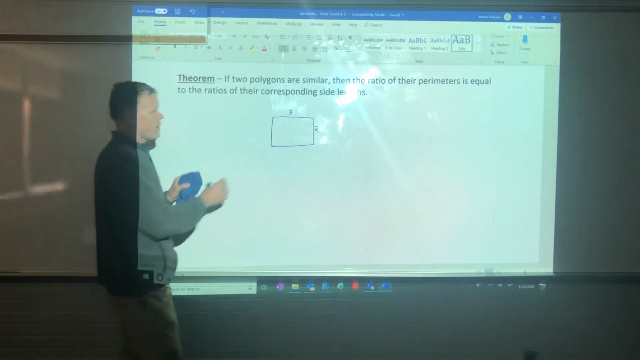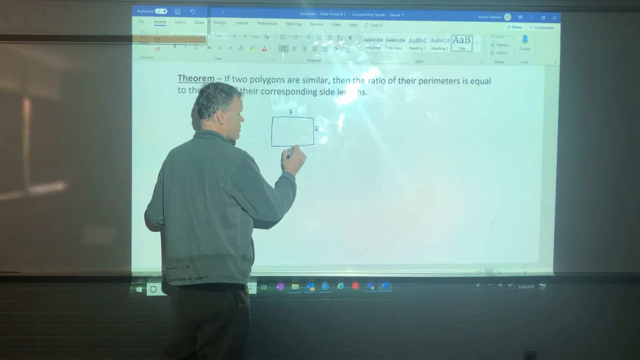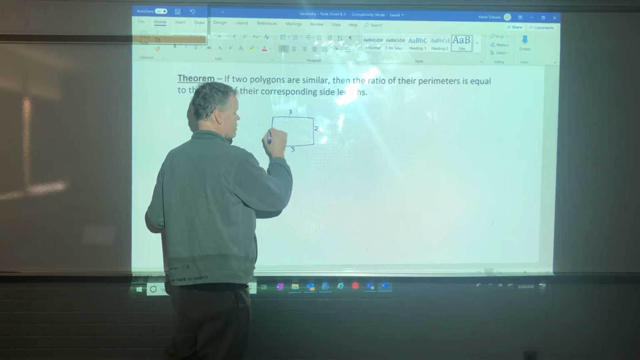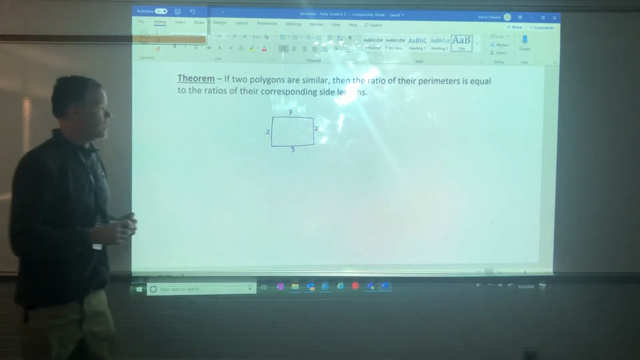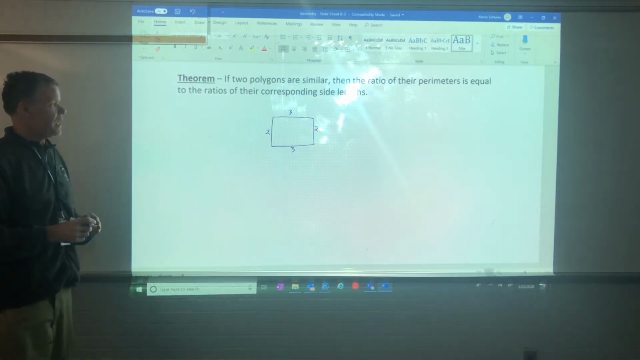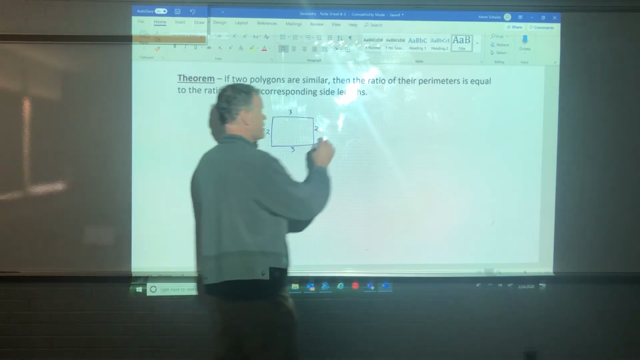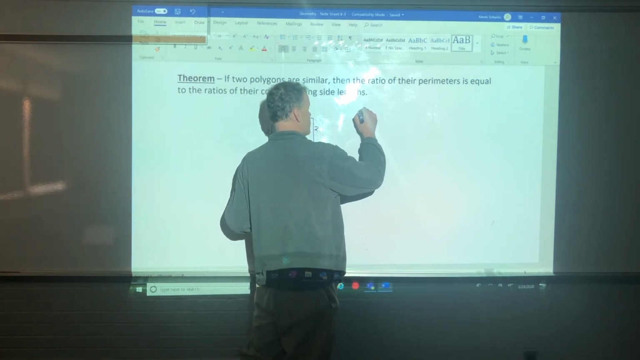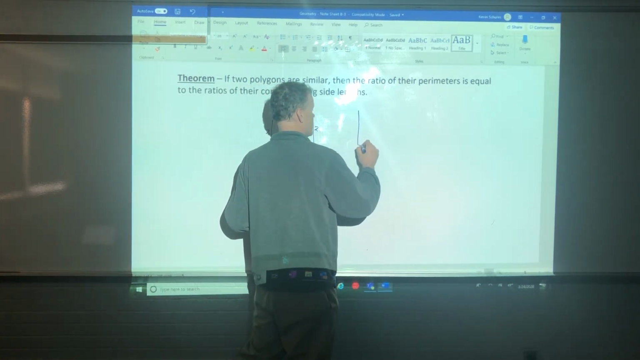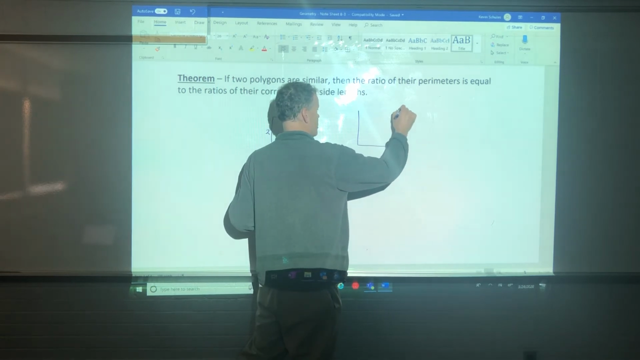With a rectangle, obviously, you know the opposite sides are going to be the same. And if we had another rectangle, it looked like this.